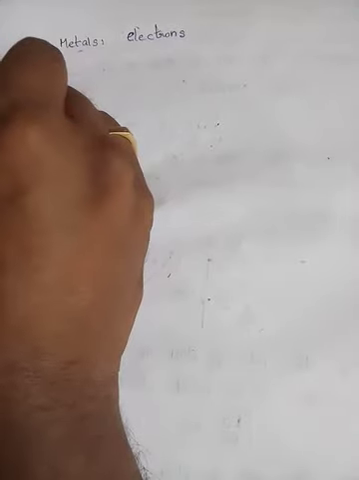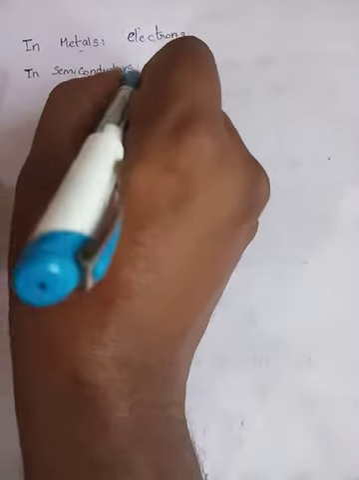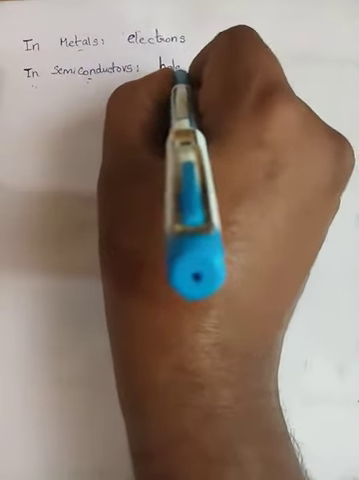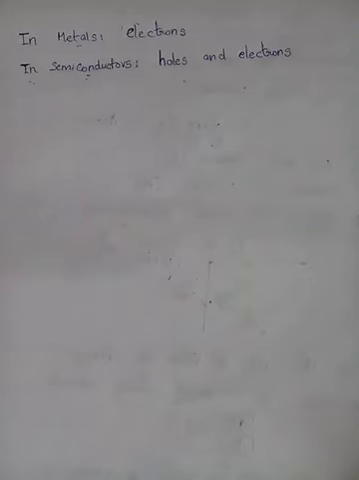Electrons. In metals, electrons are the charge carriers which flow the current. In semiconductors, the charge carriers are what? We have two types of charge carriers, that are holes and electrons. Holes and electrons. Okay.